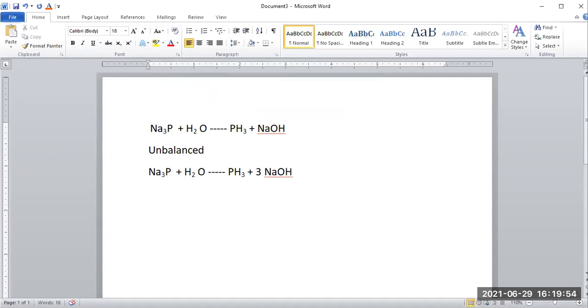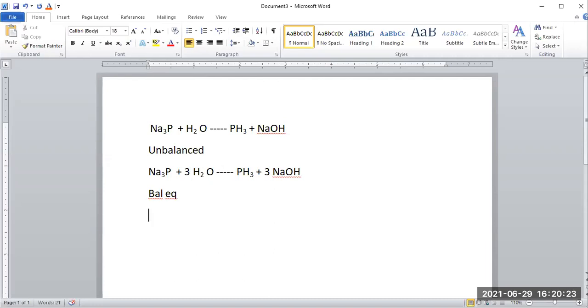And that still doesn't quite fix everything, because that also means I have 3 oxygens in my sodium hydroxide molecule, and I don't appear to have enough oxygens on the left-hand side. So I'm going to go back and put a 3 in there. All right, so now I have a balanced equation.